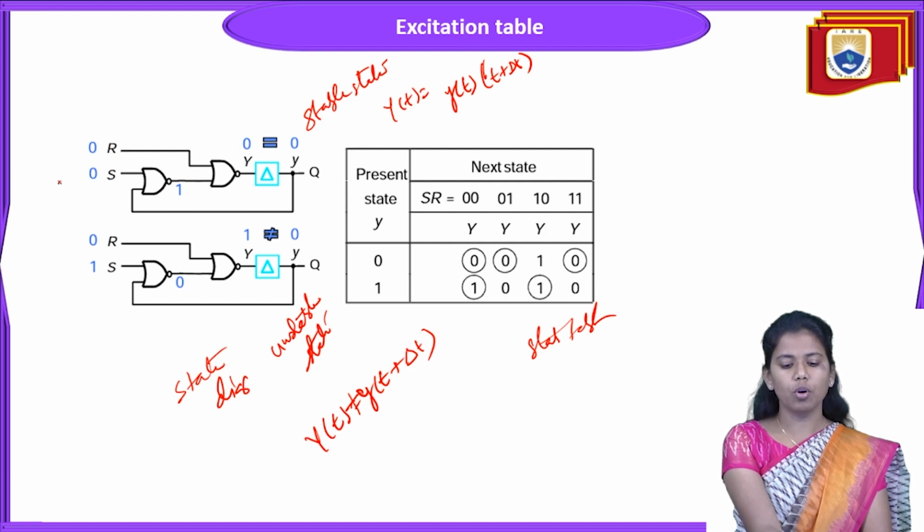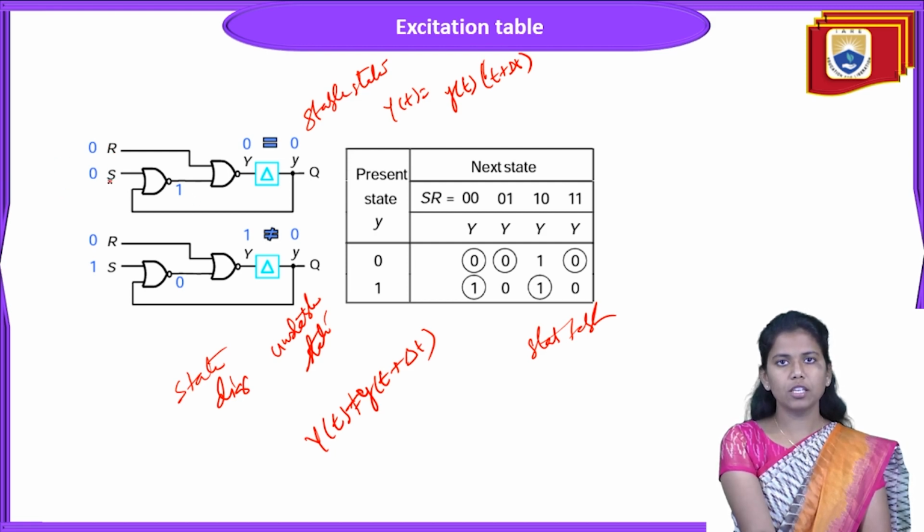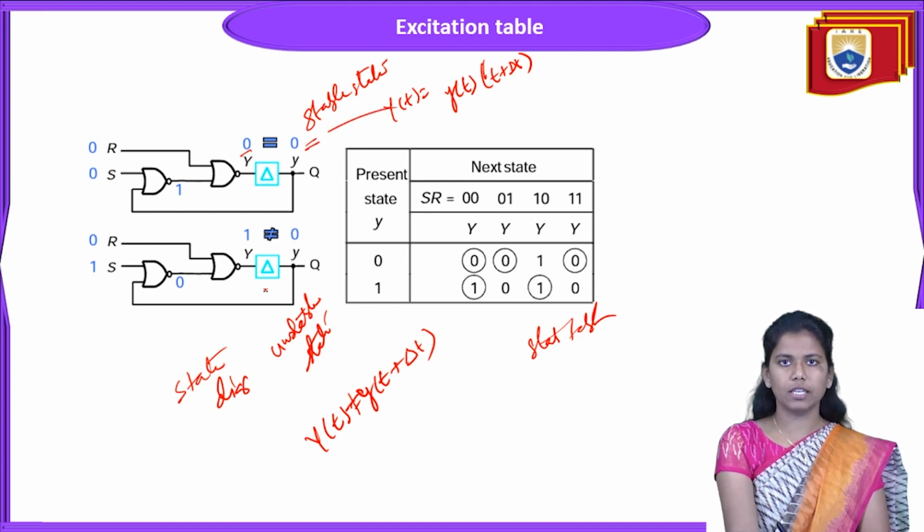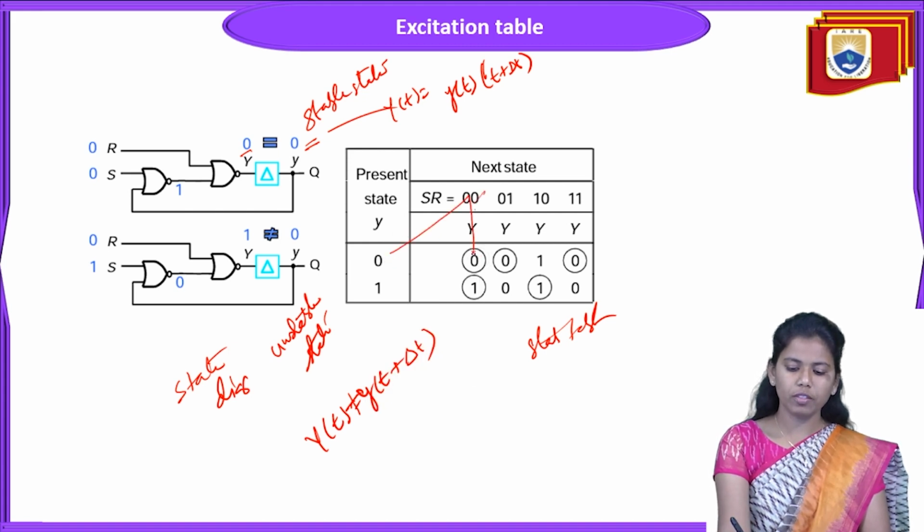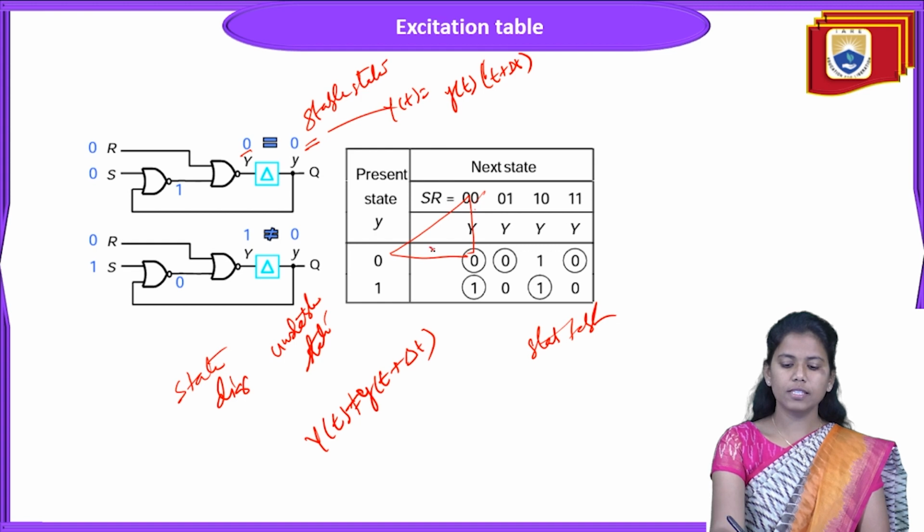If both are 0, what happens? If S is 0, what happens? The output goes as 1. If it is 0, the output goes as 1, and so the next state is 0. So here we see the same 0 and 0, which is a stable state, isn't it? So RS is 0, 0, SR is 0, 0, and my next state is 0, and my present state is 0. So we are achieving this combination. So this is a stable state, isn't it?